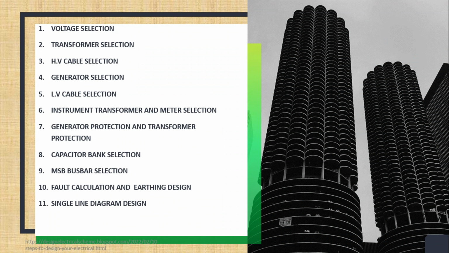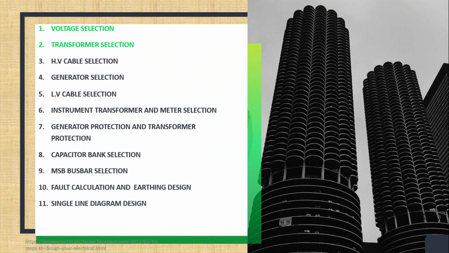As you can see on the screen, there are 11 steps I have mentioned. Step 1 is voltage selection. It is mandatory to choose the feeding voltage and it is dependent on the project load requirement. We will be selecting the voltage based on the total load requirement and the maximum demand for the system. I'll be explaining this in the later session of the video.